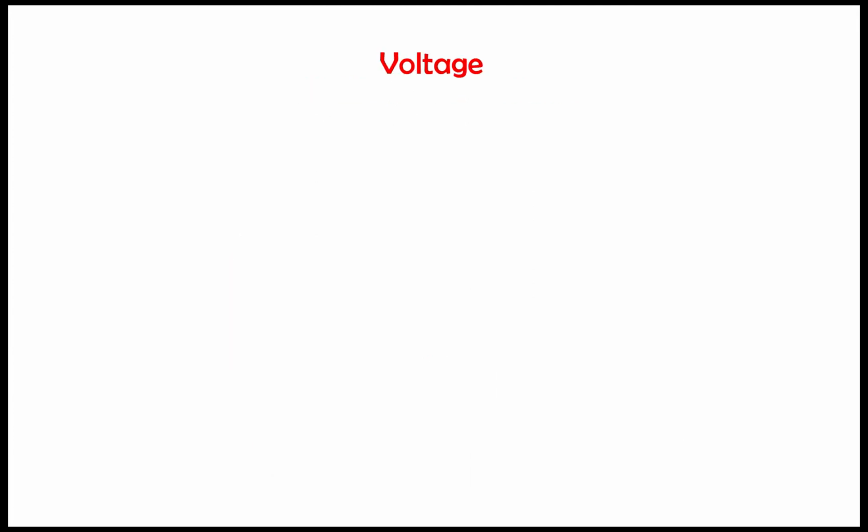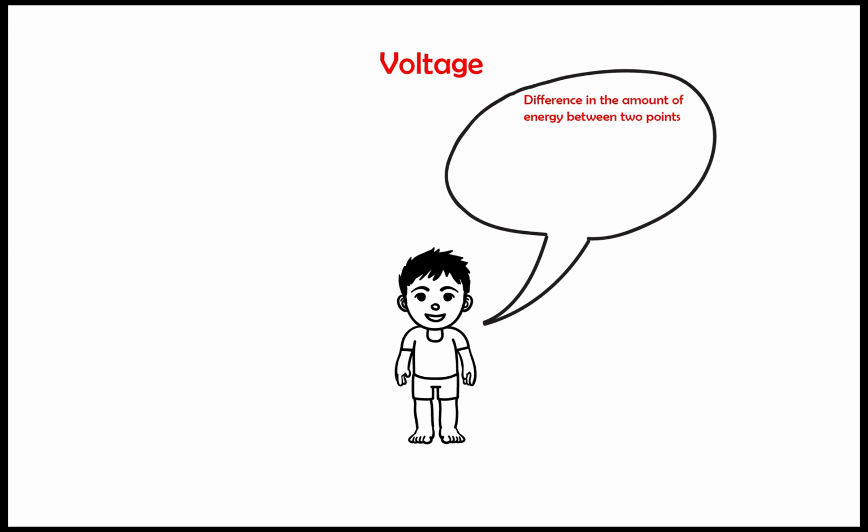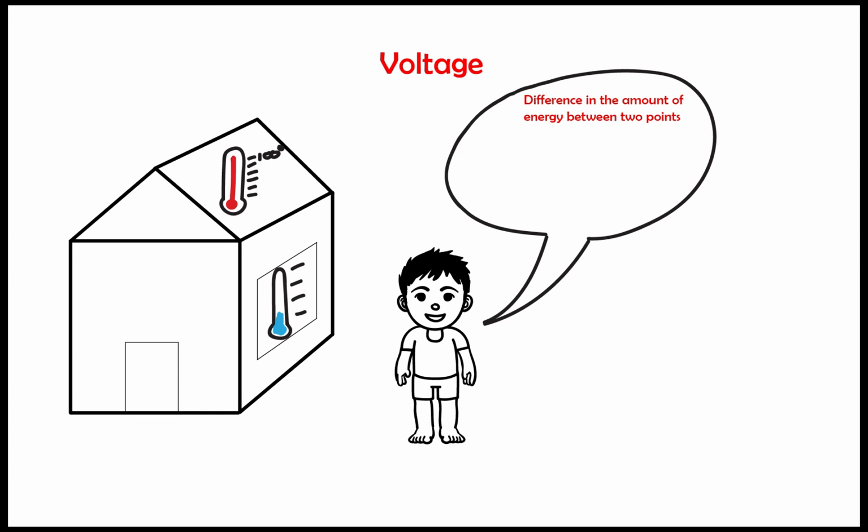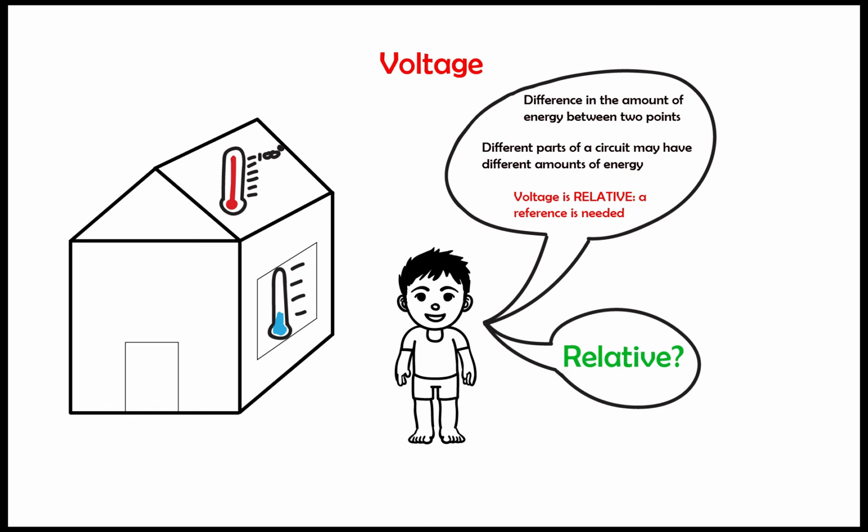But what is voltage? You can think of voltage as the difference in the amount of energy between 2 points in a circuit. Just like different rooms in your house may be at different temperatures, different parts of a circuit may have different amounts of energy. What makes voltage tricky is that it's relative. You cannot define voltage as a single point without establishing a reference.